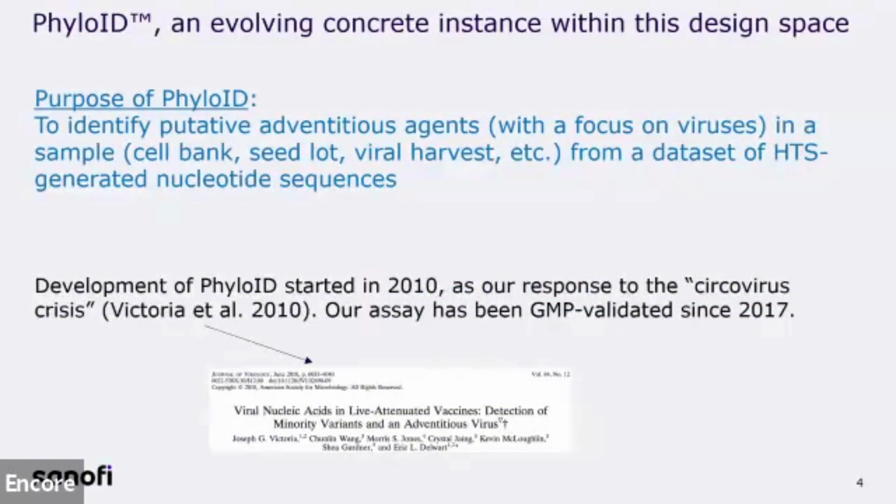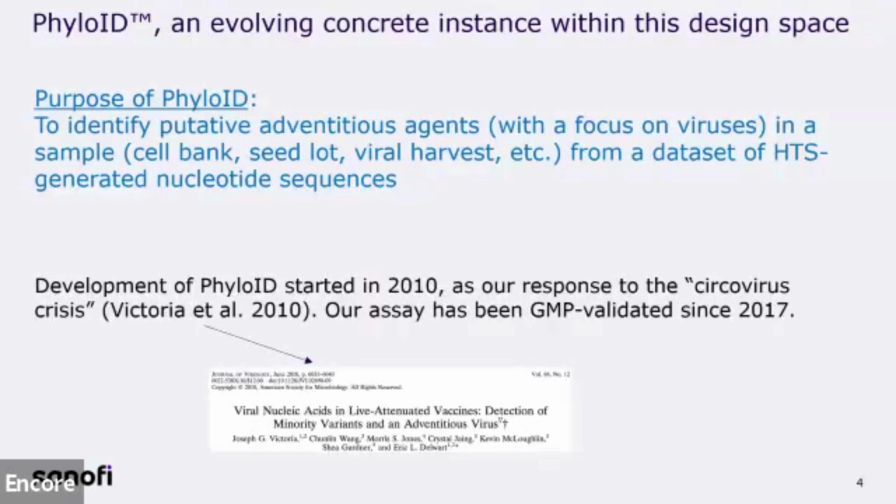So PhyloID is what we call our pipeline, and it's an evolving concrete instance within this design space. So we've carved out a path through there. The purpose of it is to identify putative adventitious agents. The focus is on viruses, but it can do more. And the samples that tend to be in scope for us are cell bank, seed lots, and viral harvests using high throughput sequencing. And specifically, we do Illumina at the time. We're exploring long reads as well.